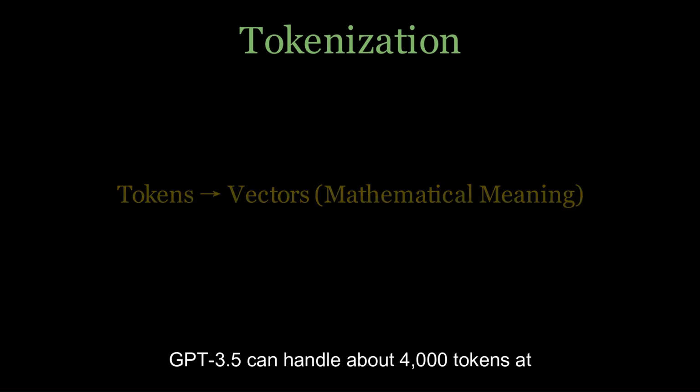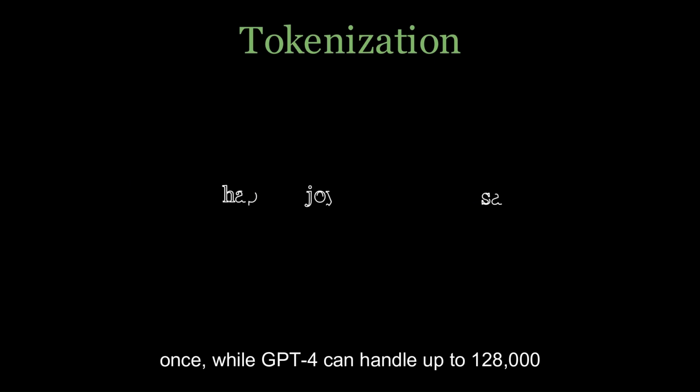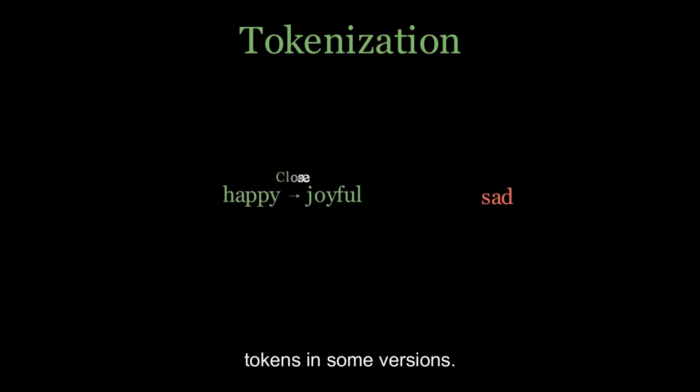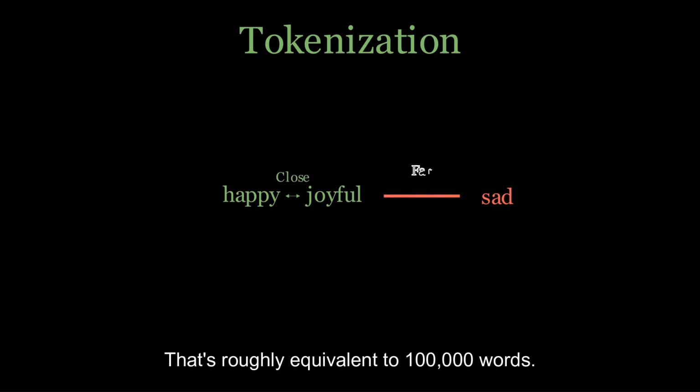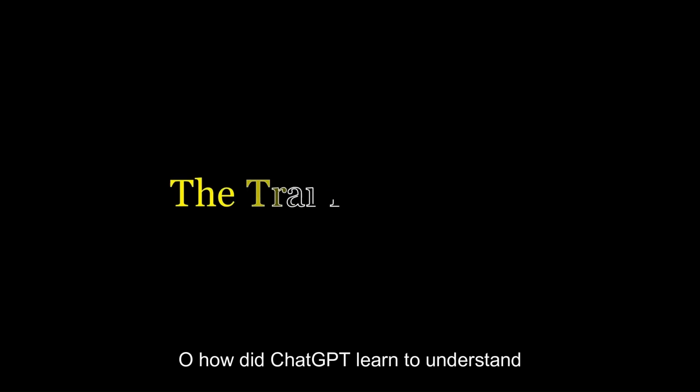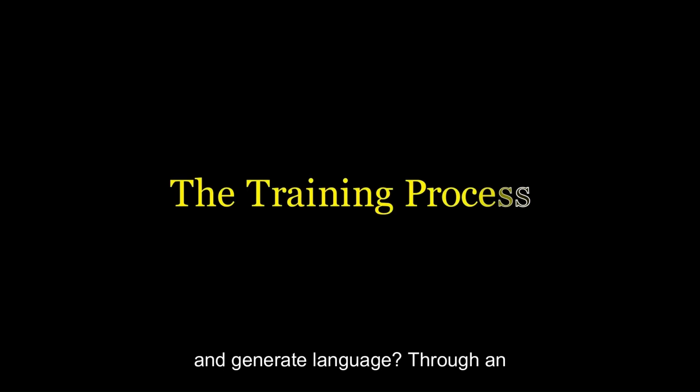GPT 3.5 can handle about 4,000 tokens at once, while GPT-4 can handle up to 128,000 tokens in some versions. That's roughly equivalent to 100,000 words. So how did ChatGPT learn to understand and generate language? Through an absolutely massive training process.